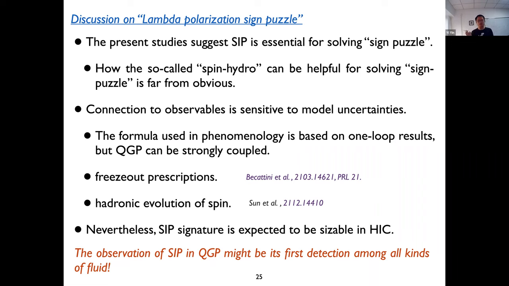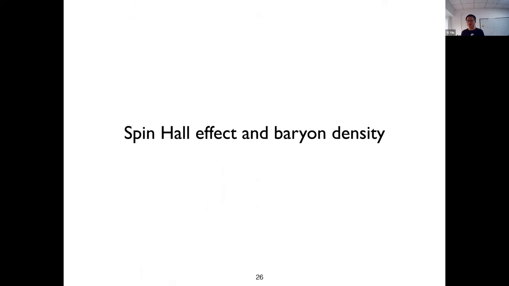is well grounded. So I think maybe the most important question is not to ask how to resolve the sign puzzle, but to really answer what kind of measurements, and what kind of future theoretical efforts, could let us claim the observation of this CP effect in QGP, because I think CP is a very general effect, but QGP might be the first detection among all kinds of fluids. So I will move to the next topic, but before that, any questions?